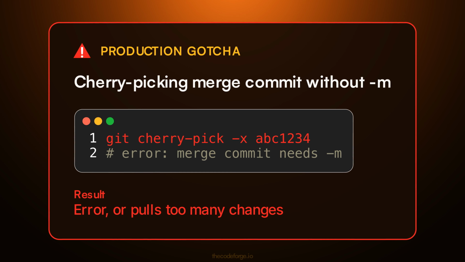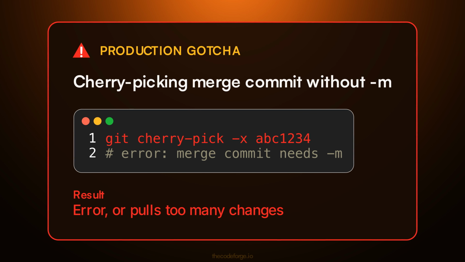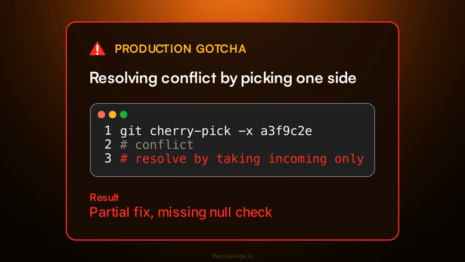Cherry-picking a merge commit without -m gives an error. Using -m 1 blindly may pull in all changes from the merged branch, not just the fix you need. During conflict resolution, picking only the incoming side can drop critical parts of the fix. Always diff your resolution against the source commit.